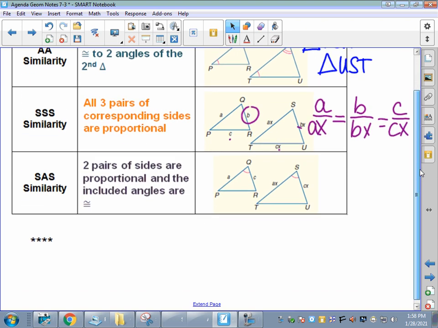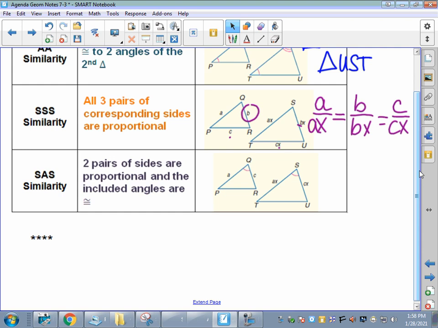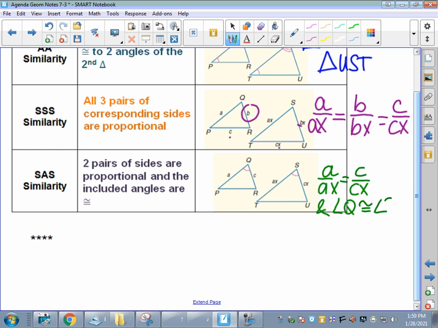Last but not least, side-angle-side similarity. Two pairs of sides are proportional and the included angle is congruent. Remember that the included angle is where the 2 sides come together. So notice how Q and S are congruent. It has to be the included angle. It couldn't be angle P and T, or angles R and U. And then I've got those corresponding sides are proportional, so A over AX is equal to C over CX, and angle Q is congruent to angle S. So we're still dealing with proportional sides and congruent angles.